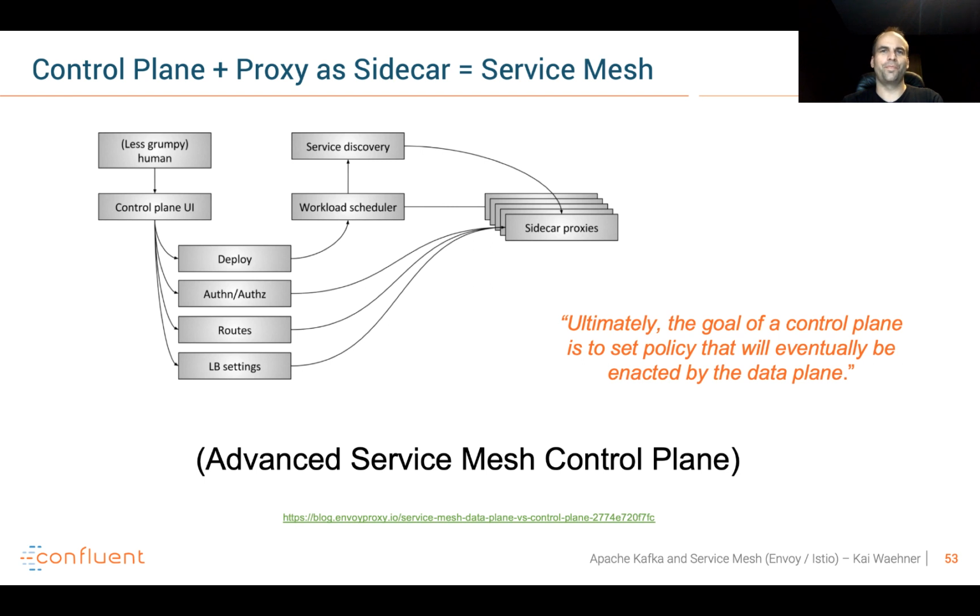Here you already see a more advanced example. On the top left, you see the less grumpy human, and he can use a control plane UI, which manages all of that under the hood. So the whole left side is more or less the control plane, and on the right side you have the different independent microservices with sidecar proxies. That's really what you want to have: one control plane where you automate how to set the policies that will be enabled by the data plane.